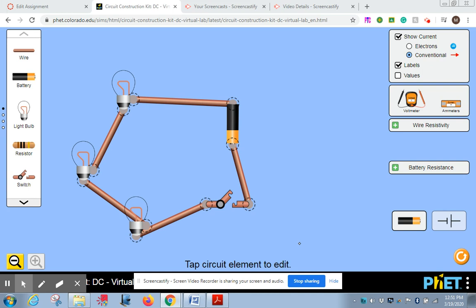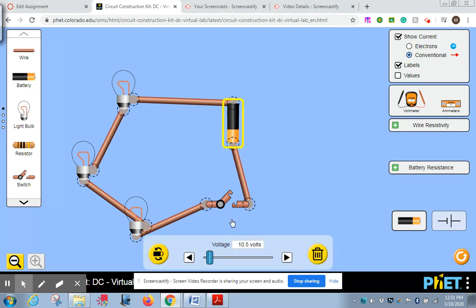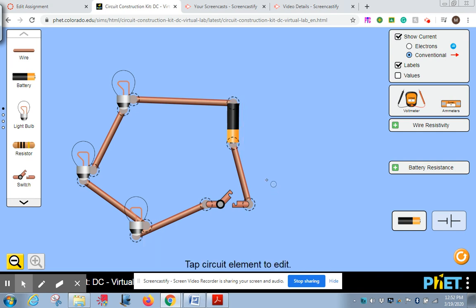Okay, I want to show you one other thing with PhET, and if you follow along with this video, you could think about the difference between light bulbs in series and light bulbs in parallel. I first set up a series circuit just with the battery. Right now it's 10.5 volts. It doesn't really matter for our purposes. I'll make it 15 volts. Hopefully it doesn't set the circuit on fire.